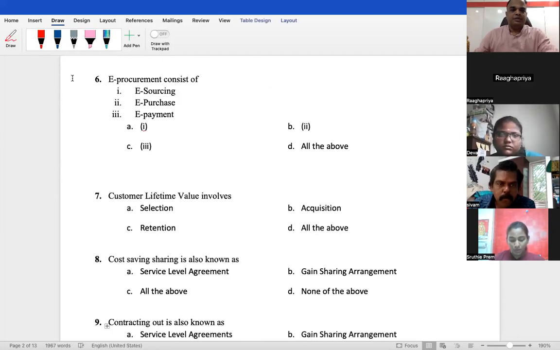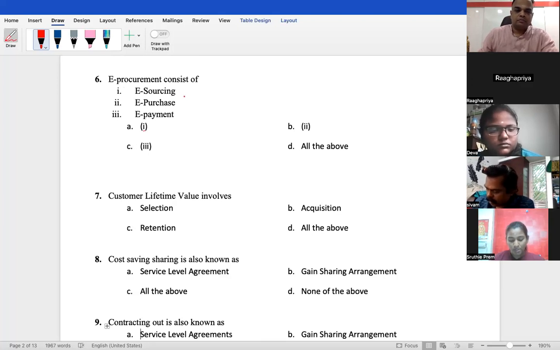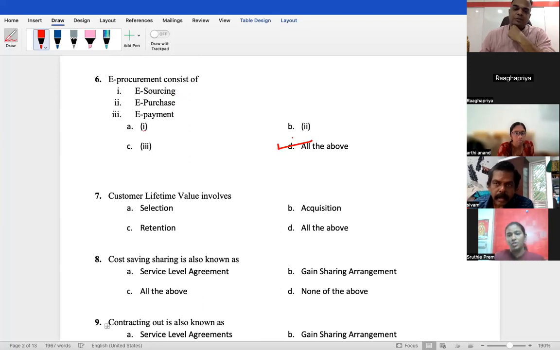Next. E-procurement consists of e-sourcing, e-purchase, e-payment. Option A, 1. Option B, 2. Option C, 3. Option D, all of the above. D, all of the above. E-procurement consists of e-sourcing, e-purchasing and e-payment.